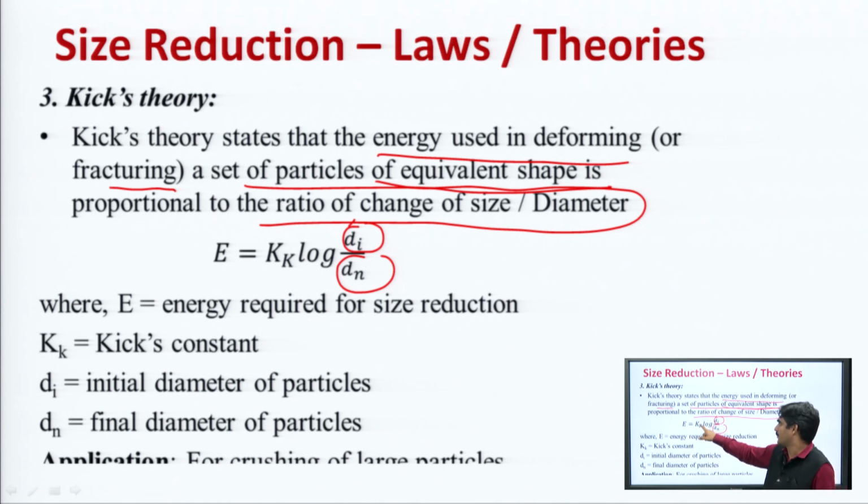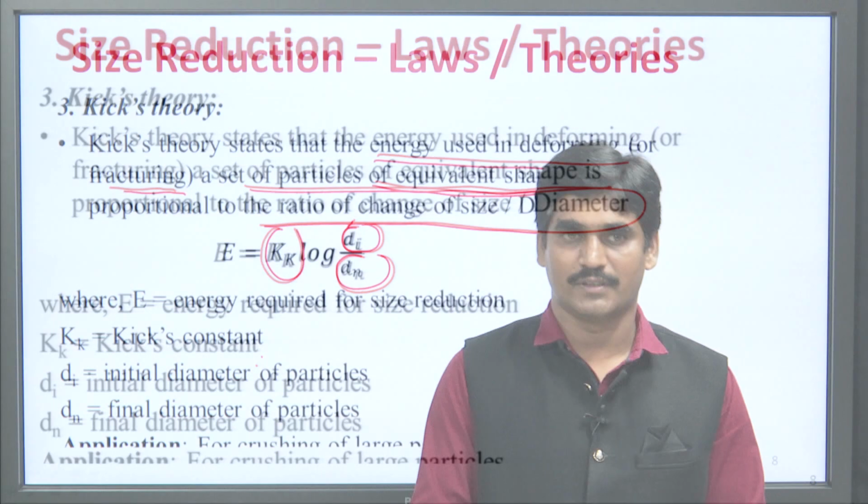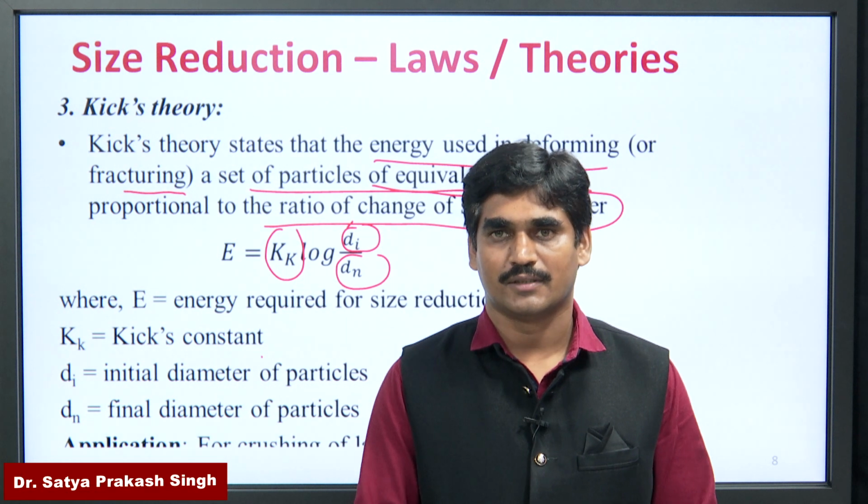So, E is equal to Kk log di by dn, where Kk is Kick's constant, E is the energy required for size reduction, di is the initial diameter of particles, and dn is the final diameter of particles. The application of Kick's theory is that it is used for the reduction of large sized particles.